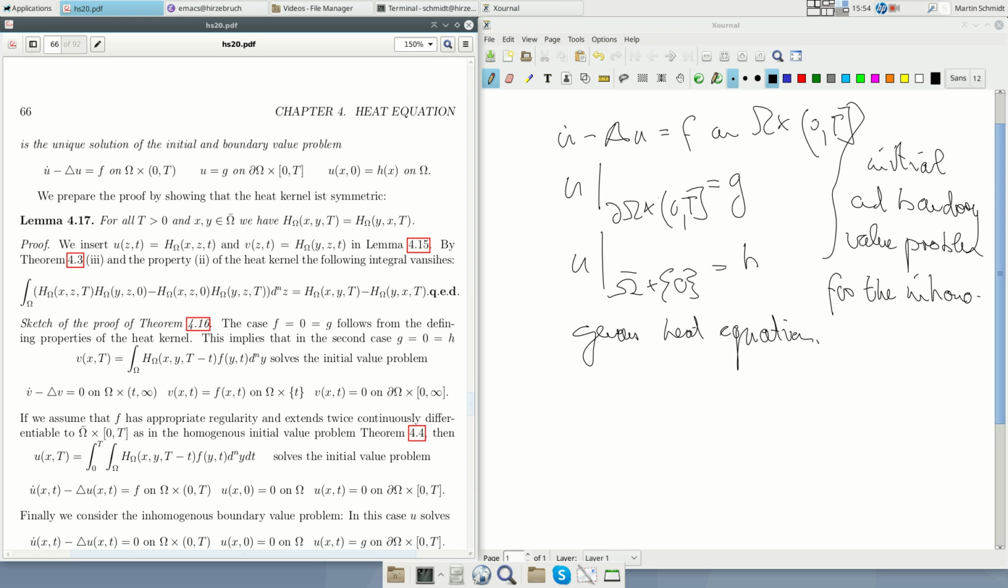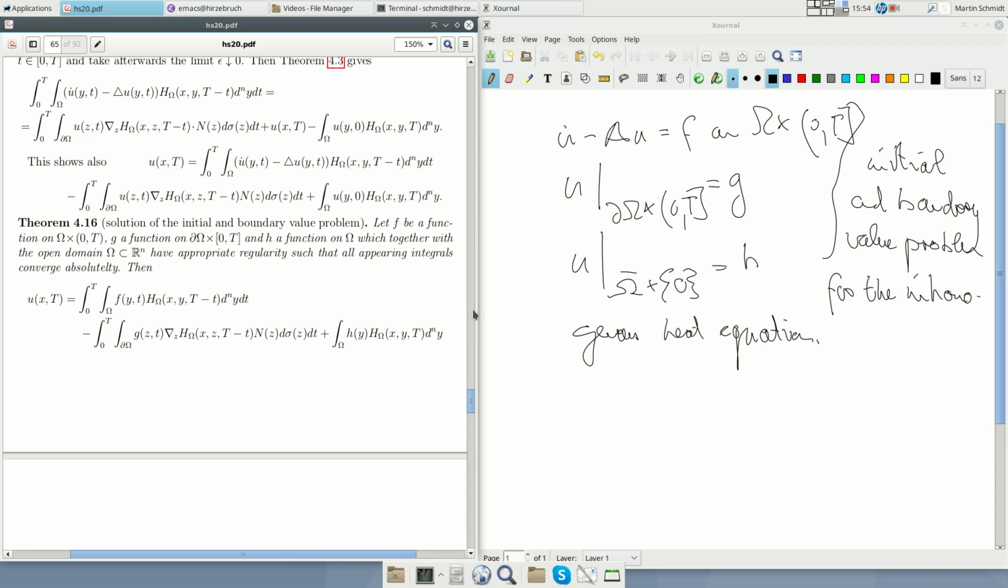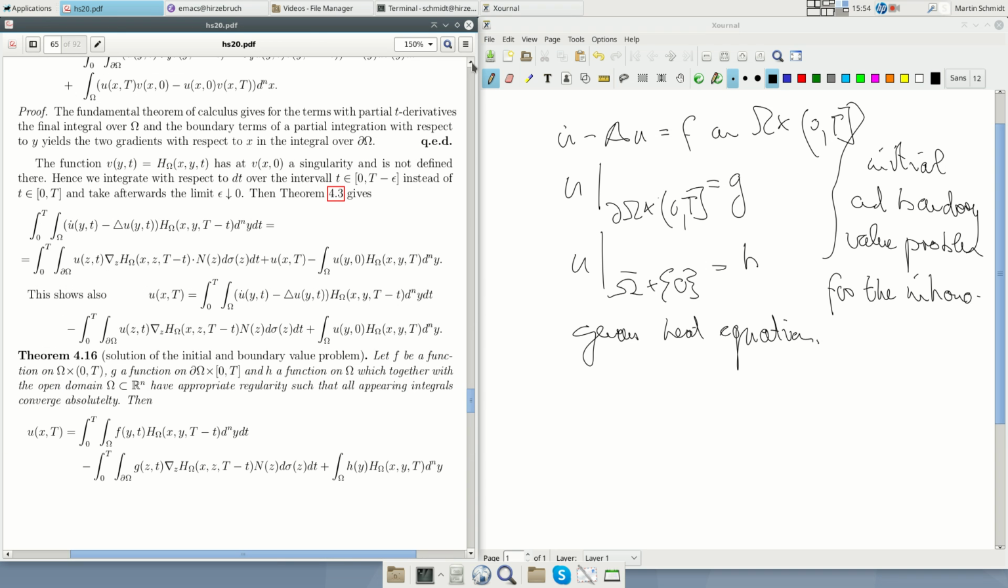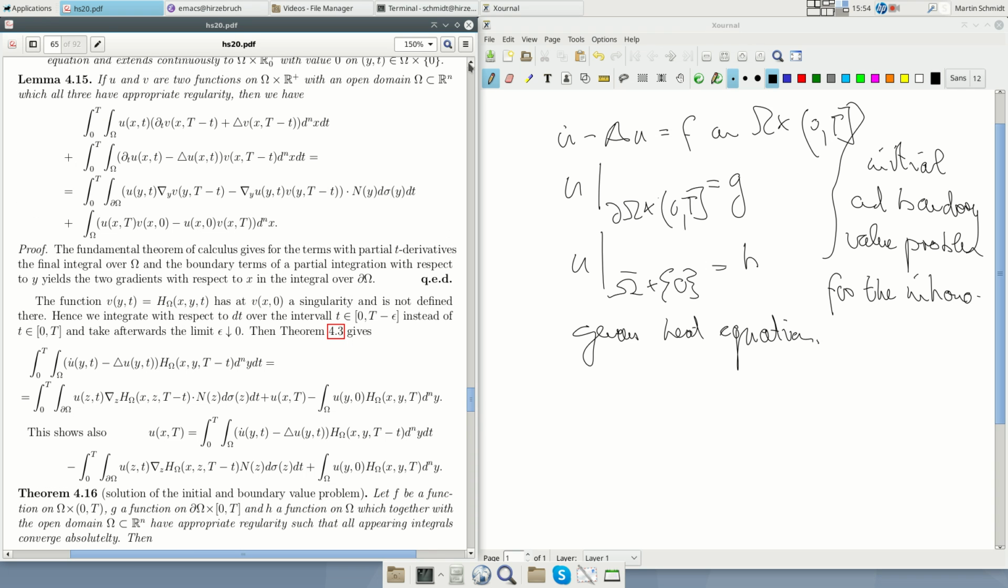So how do we do this? We insert on one side for u the heat kernel with x z, and for the other the heat kernel for y z. This proof is again very similar to the proof for the symmetry of the Green's functions. And then we insert this in this lemma here. Then clearly this term here is the heat equation for V, so this vanishes. This is the heat equation for U, so this vanishes.